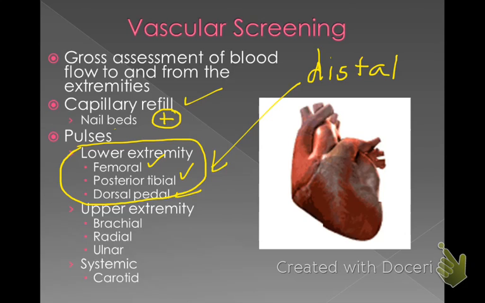In the upper extremity, even though that's not the focus, there are 3 major pulses that you can assess, and that would be the brachial, the radial, and the ulnar pulse. And then last but not least, this is always my last conclusion, is that if you have an unconscious patient, you are always supposed to check the pulse at the carotid artery in the neck.